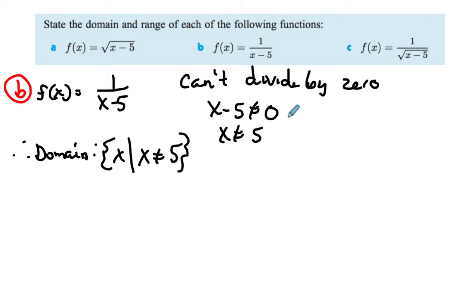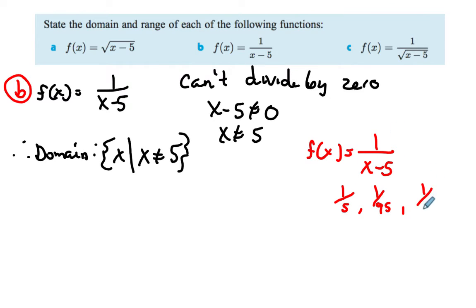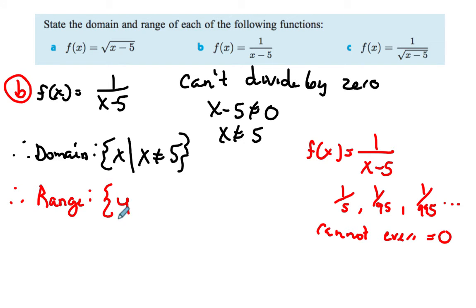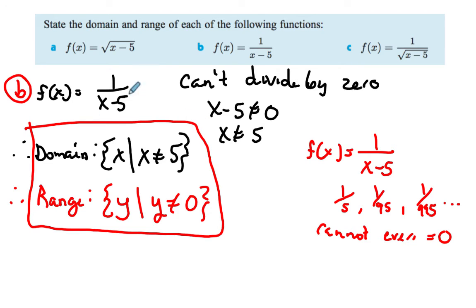Now, to think about what the range would be when I'm putting in values other than 5, if I plug in 6 or 9 or 10 or different values, notice what happens to f of x, our y value. Let me let x equal 10. That gives me 1 over 5. X equals 1,000 gives me 1 over 995. Notice that these numbers keep getting closer and closer to 0, but we never actually reach 0 because we have 1 divided by something. You can keep breaking it into pieces, but it can never equal 0. So I know that my y will never be 0. But if I put in a very big negative number, I would get some negative numbers. So I can get all the values in the universe except 0. My range would be y such that y is not equal to 0.